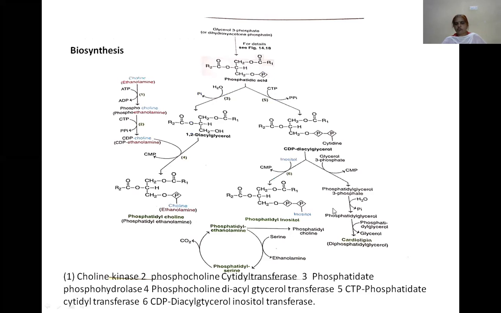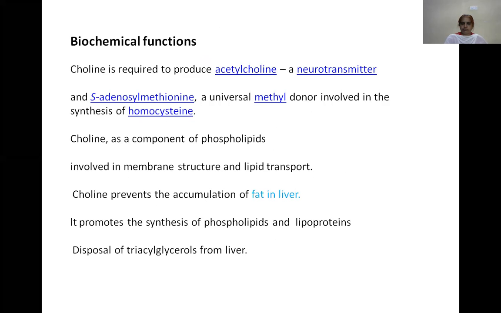See here, these are the phospholipids. So that's why it promotes the synthesis of phospholipids. It is also involved in the removal of triglycerides from the liver. It prevents the accumulation of fat in the liver and removes the triglycerides from the liver. As a component of the phospholipids, it's required for the production of acetylcholine and S-adenosylmethionine. The importance of S-adenosylmethionine is that it is the universal methyl donor involved in the synthesis of homocysteine.